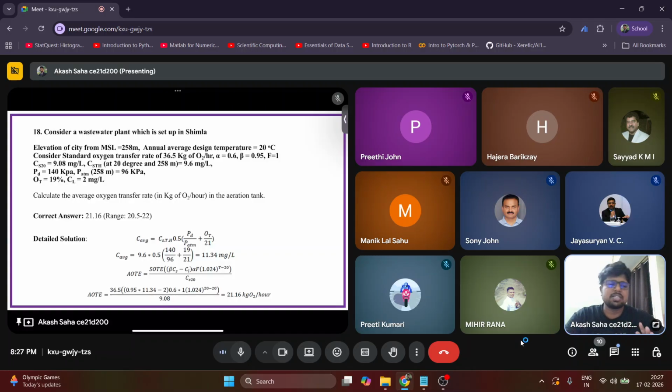So all these constants will be given. Alpha, beta, F. These are various constants that are applied to derive a kind of empirical equation which you have to memorize. There is no other go. So I just wanted to tell you about this.